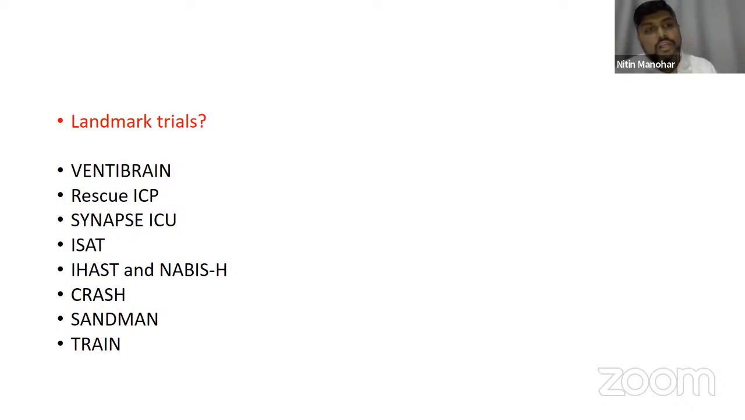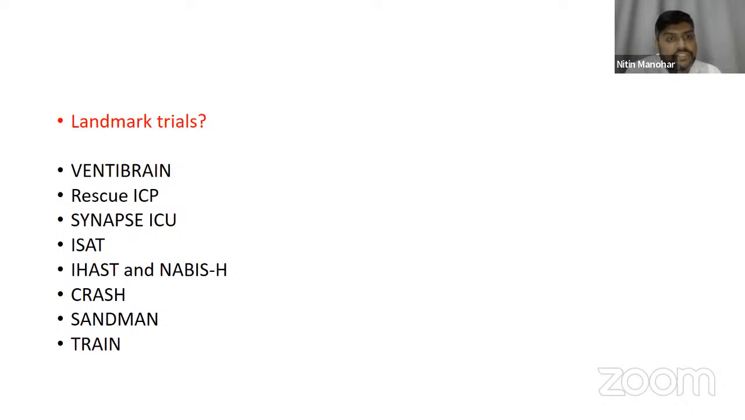RESCUEicp is one trial which came up, which said about decompressive craniotomy being more effective than medical therapy. SYNAPSE-ICU came up recently. This is a landmark trial. This showed that ICP monitoring can be beneficial.